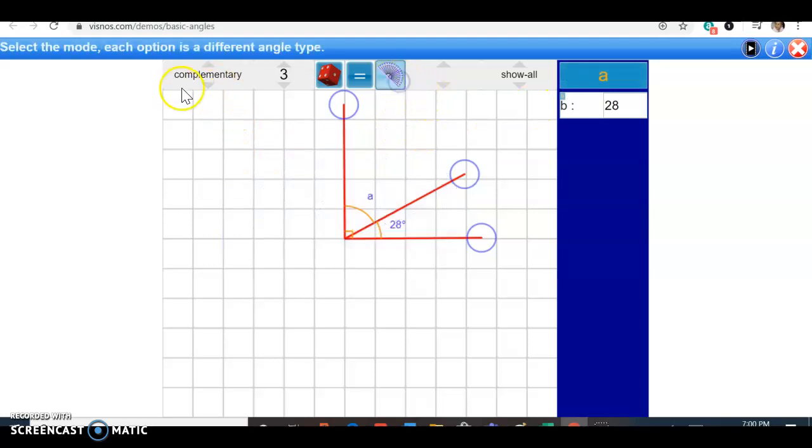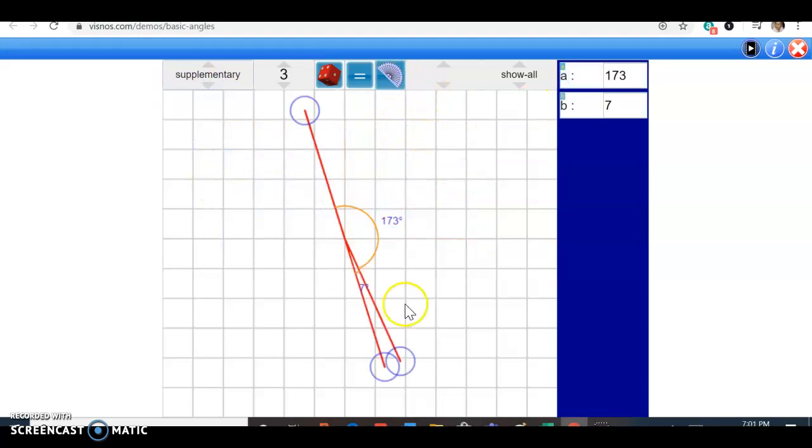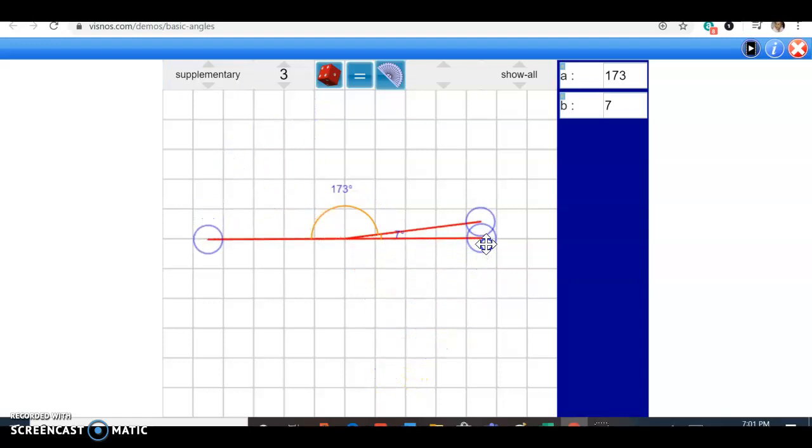When you're done, you can go to supplementary angles. You have two angles that add up to 180 degrees. You can again change the measurement of each. You can hide one of them. See what happens if I put it right on the right angle. 90 and 90 degrees, right? That's the easiest supplementary angles that you can make. Just play with it, hide one of them, solve for the other one, and enjoy.